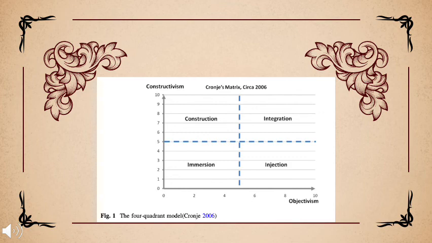I thought of discovery learning when I read the construction quadrant. In discovery learning, children aren't given any instruction. They gain their own knowledge through basically self-discovery.